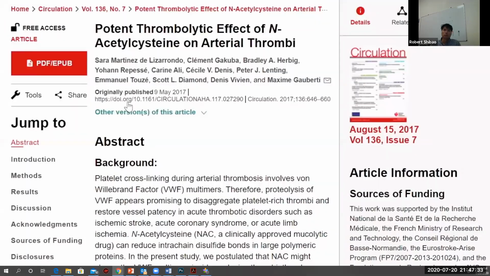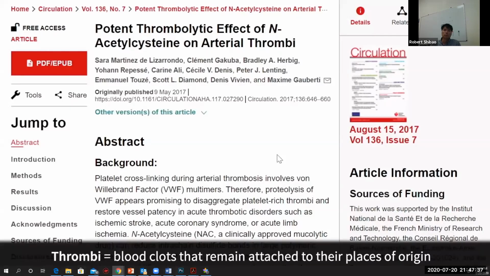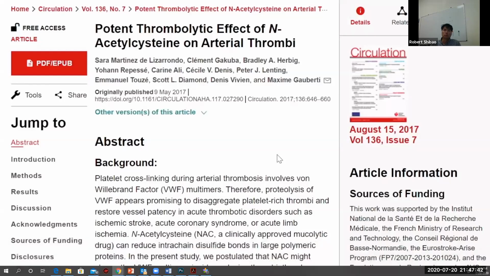After all, we did discuss the potent thrombolytic effect of N-acetylcysteine on arterial thrombi. These are one of the things that is given as a reason for patients having hypoxemia, and that is pulmonary arterial thrombosis. And again, the reason why we're saying this is because von Willebrand factor uses these disulfide bridges to turn these monomers into multimers, essentially polymerizing and causing the clot with lots of platelets in it.